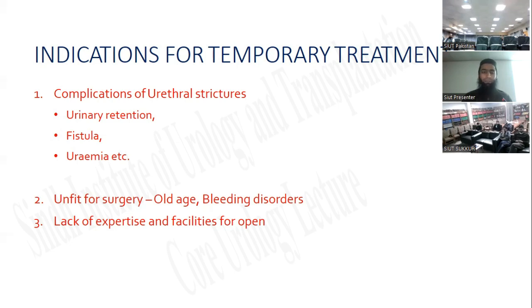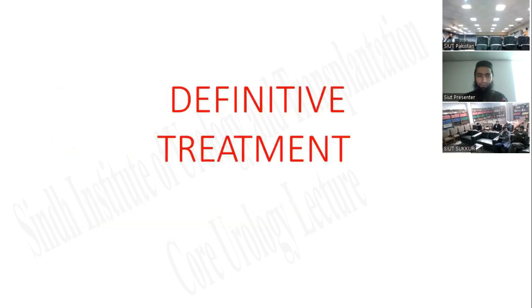Or the patient is unfit for surgery due to a bleeding diathesis, or old age, or other conditions in which he is not bearing the pain or not optimized for surgery or anesthesia. Or the third and most important, if you lack the expertise and you don't have any experience with stricture urethroplasty or endourological procedures, you do the temporary measure and refer the patient to a specialized center.